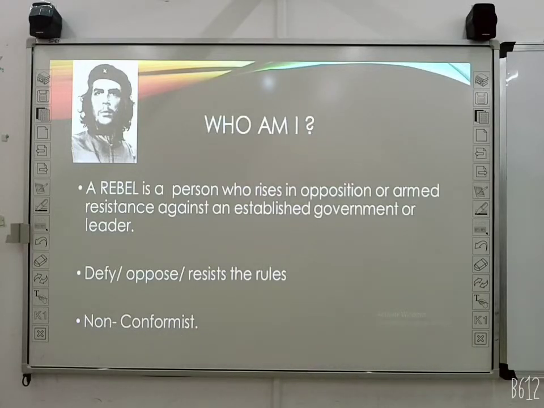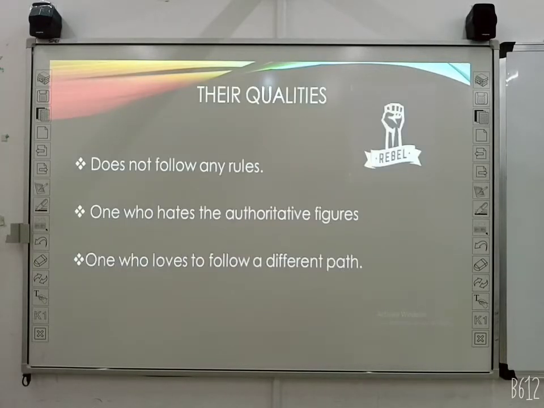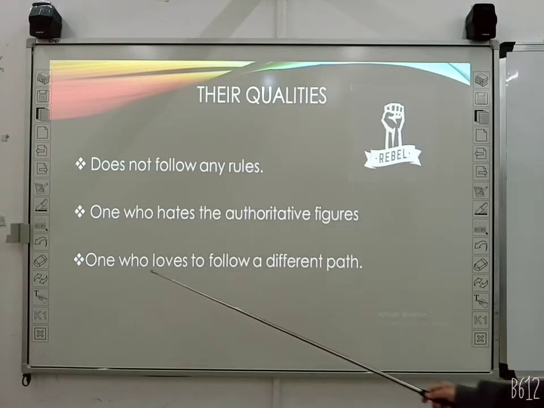Okay? So what does this mean? It means that a person who normally goes against the societal rules, or if a person stands up against the government or the leaders, okay, they are called a rebel. Let's see some of the qualities of a rebel. A rebel does not follow any rules, one who hates the authoritative figures, one who loves to follow a different path. So these are some of the qualities of the rebel.